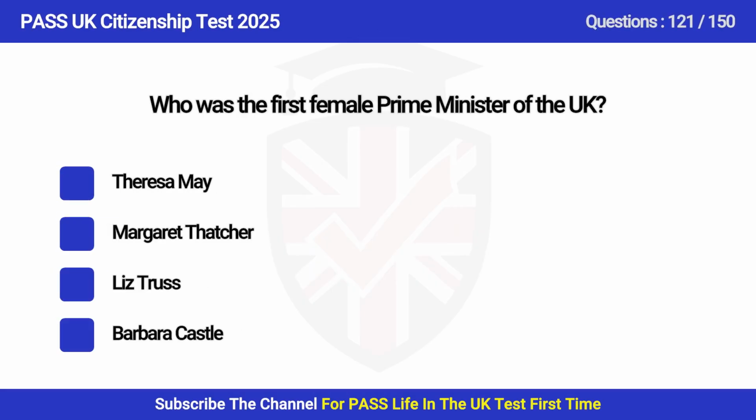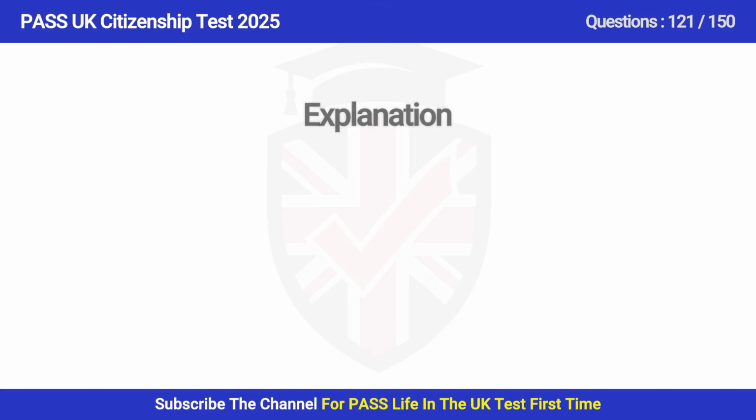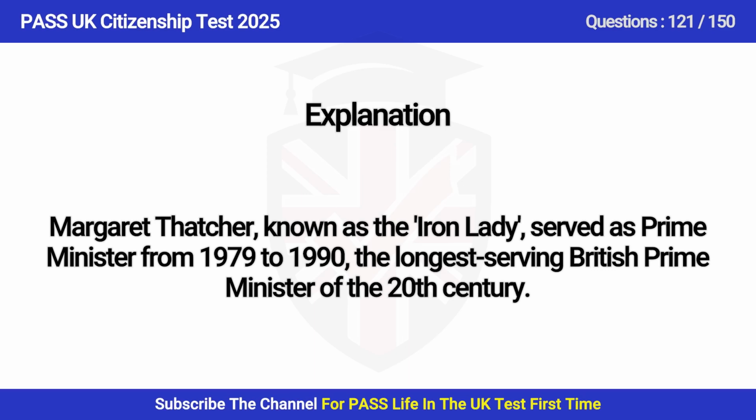Who was the first female Prime Minister of the UK? A. May, B. Thatcher, C. Truss, D. Barbara Castle? Answer is B. Thatcher. Thatcher, known as the Iron Lady, served as Prime Minister from 1979 to 1990, the longest-serving British Prime Minister of the century.